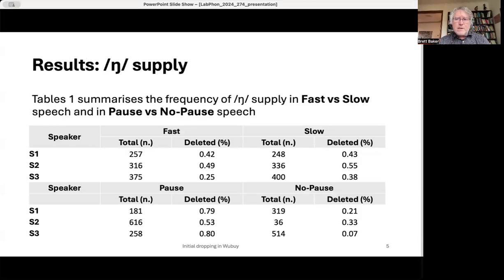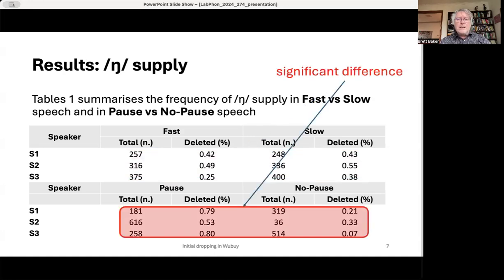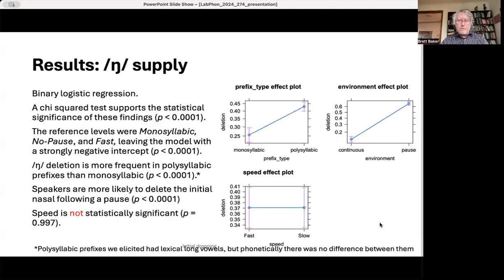And here's a table summarizing the frequency of deletion in the 2 conditions that we're interested in. Firstly, depending on speech speed, we find actually no significant difference in the frequency of deletion of nasals. But when we look at the condition of whether or not there was a preceding pause, we find indeed there is a significant difference in those 2 environments, sometimes quite a dramatic difference, as we see here for speaker 3 in the rate of deletion of velar nasals.